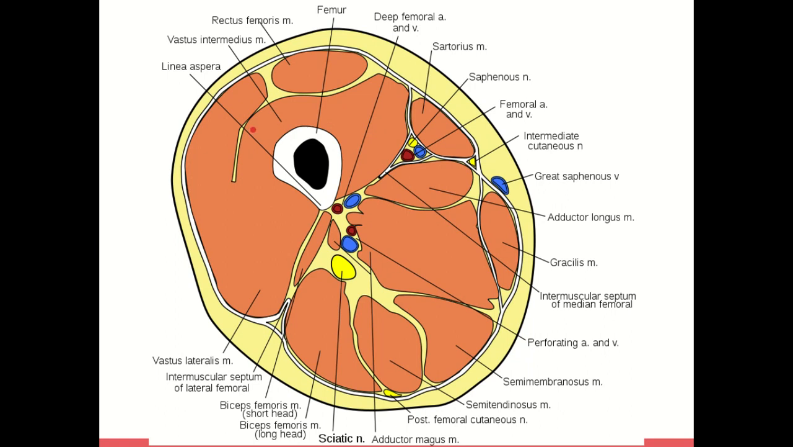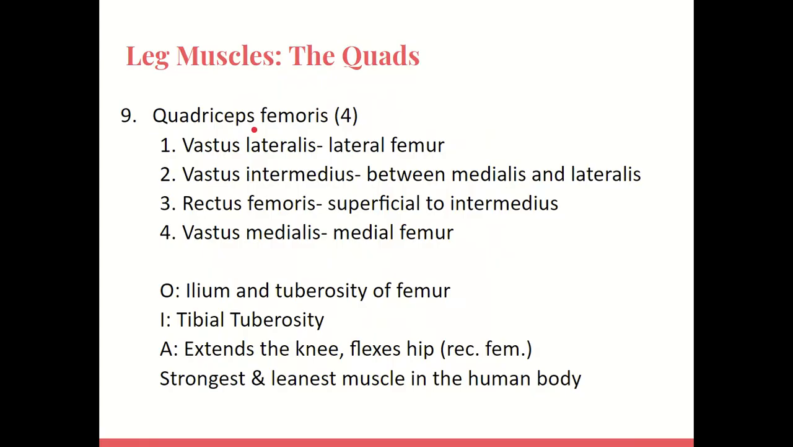I know that's a pretty sloppy looking hot dog bun, but it's just an analogy. All right, so if you look at the quads, they all have the same origin. They all arise from the ilium and the tuberosity of the femur. They all insert into the tibial tuberosity. In fact, they actually use the same common tendon, which is why a lot of times we consider this to be one muscle, even though in that illustration you could see how they had separate parts.